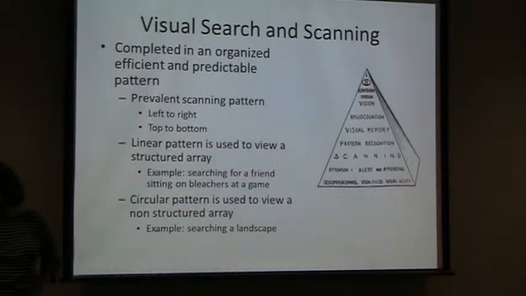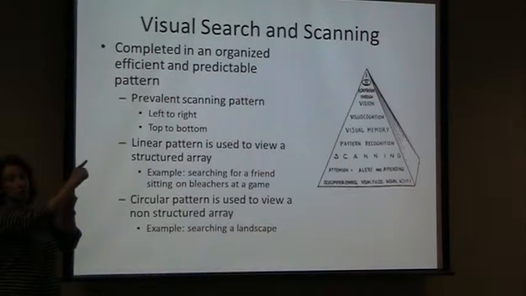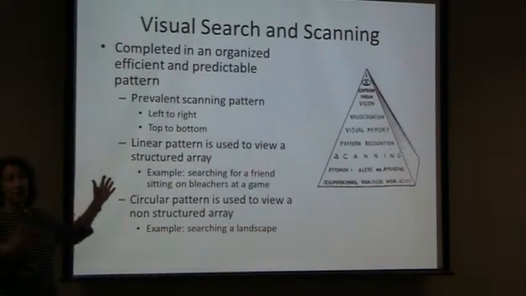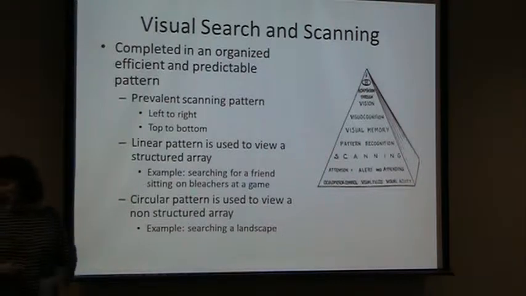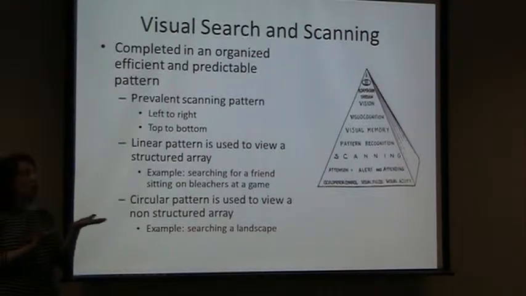That is hilarious. Okay, so visual search and scanning, you do this in an organized, efficient, and predictable pattern. In our society, most people go left to right, top row, then next row, which is how we read. In other cultures, like Chinese culture, where they read in a different manner, people do their search in a different way. So it's kind of trained.